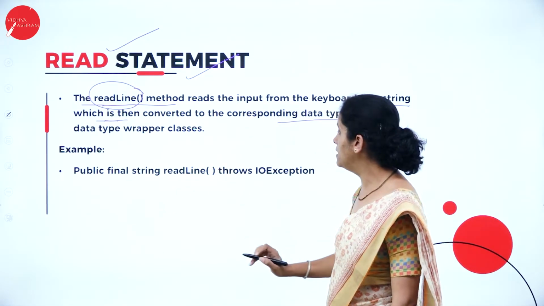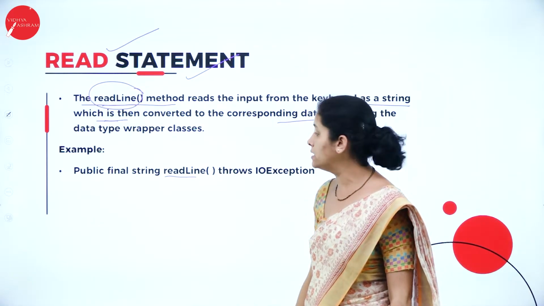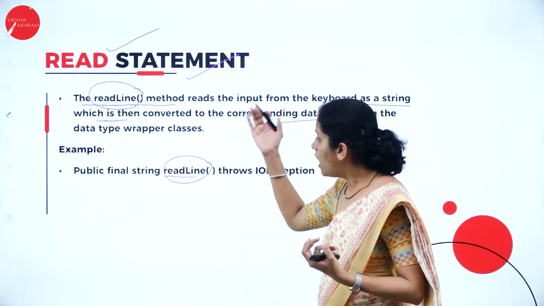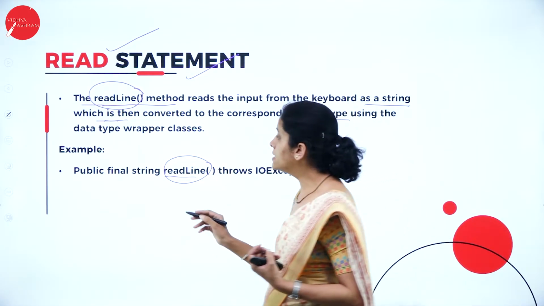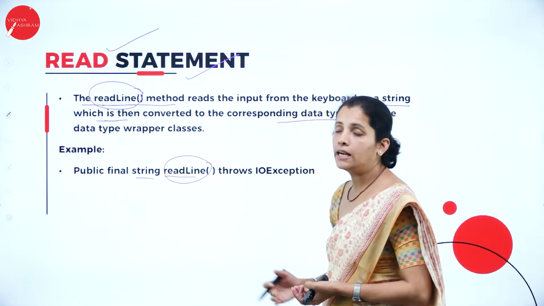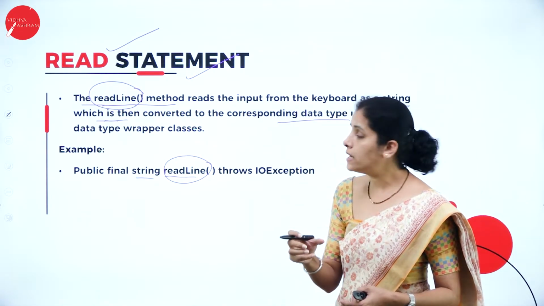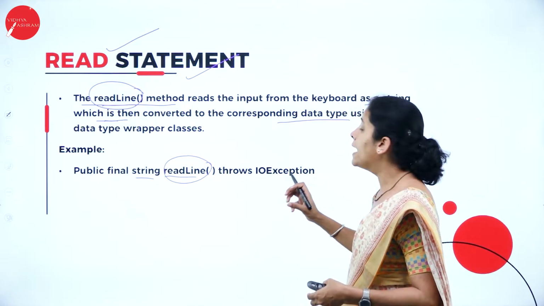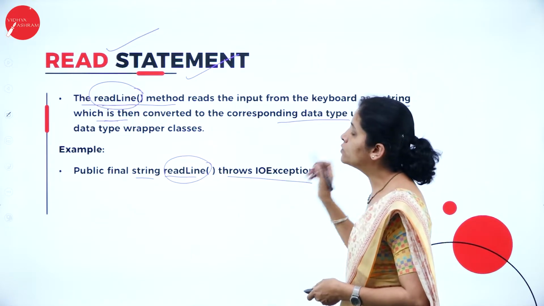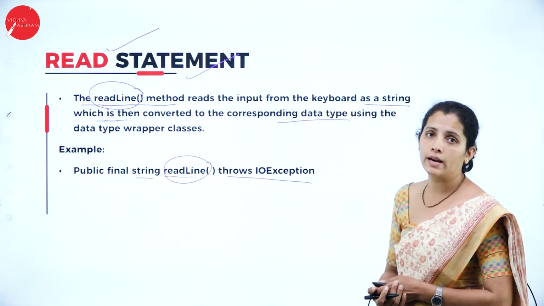So, this is the example. I'm going to have the method to read the statement, that is readLine. And what kind of output is it going to return? It is of the type string. Now, there are certain times it throws an error. To handle the error, I'm going to use the exception called IOException. So, this is the way I can use read statements in my program.